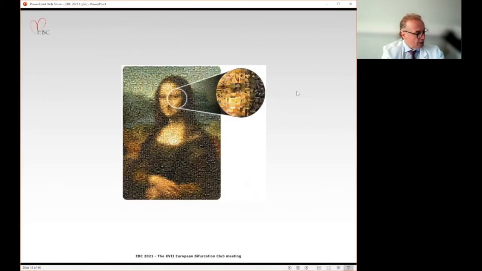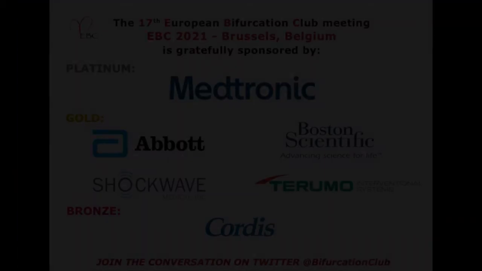And as my favorite picture, it's Leonardo's Gioconda, you see that it's really important to be focused on details, but we still need to look at the whole picture. And thank you very much for your attention.